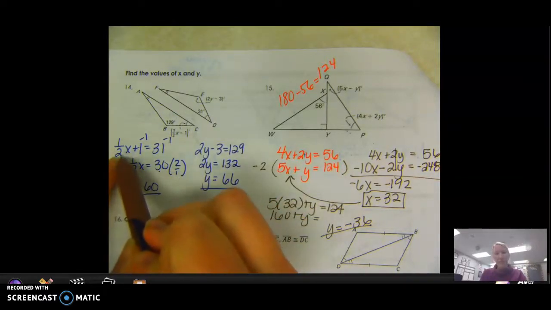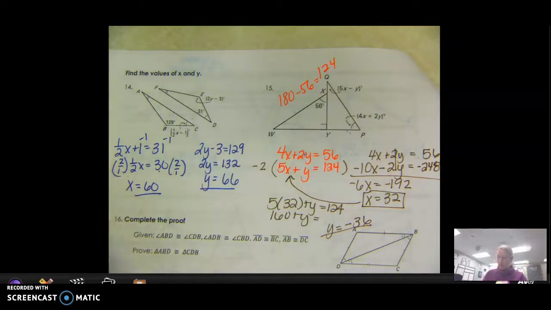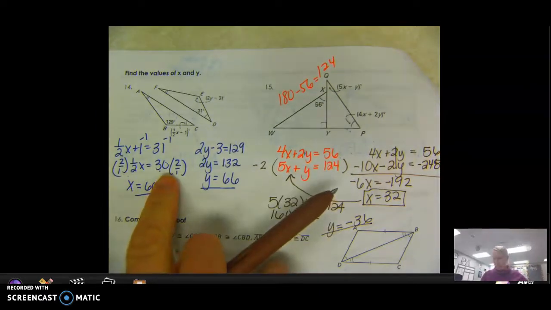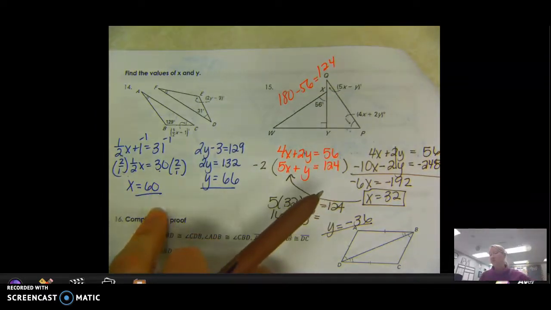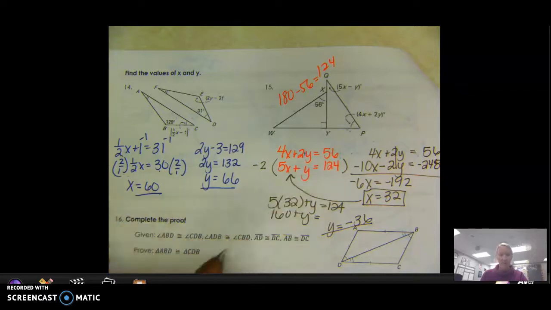Now, to get rid of this 1/2, I have to multiply by its reciprocal. So I have to multiply both sides by 2 over 1. So you're actually multiplying 30 by 2. So x does not equal 15, because you're not dividing by 2 or multiplying by 1/2. You're multiplying by 2. So x equals 60.